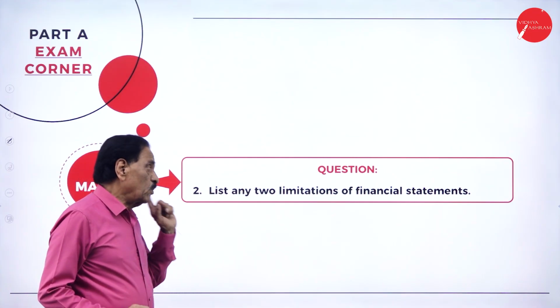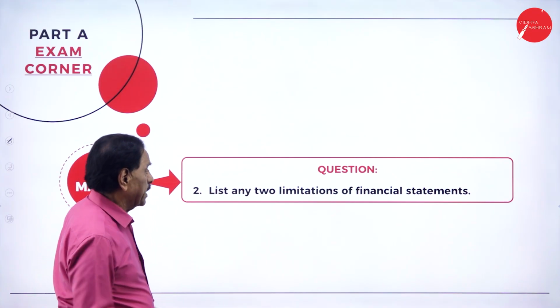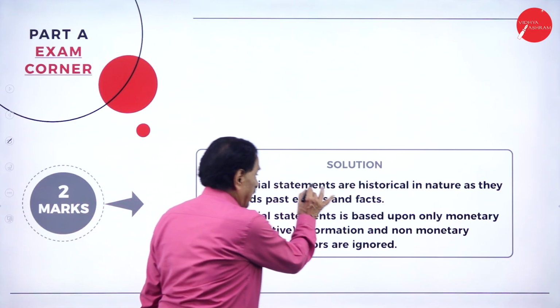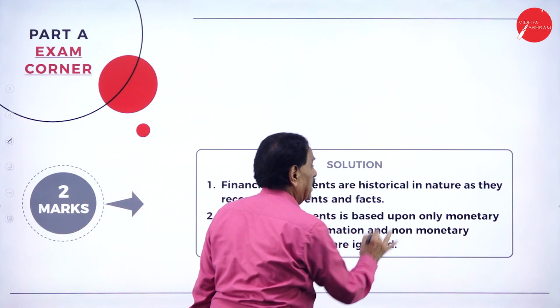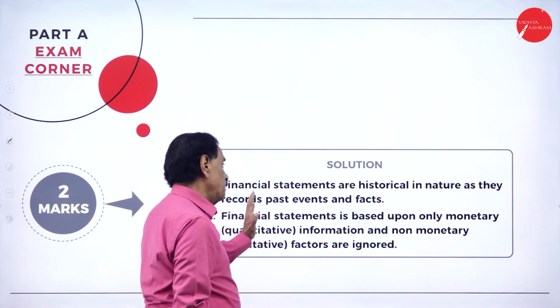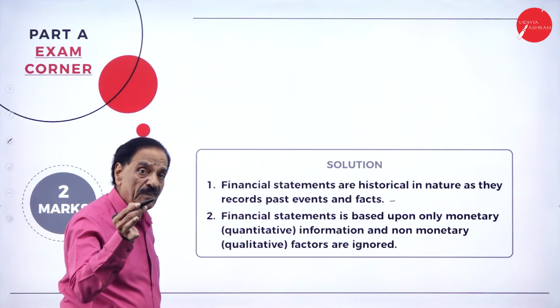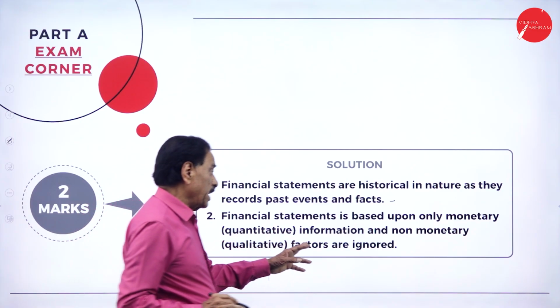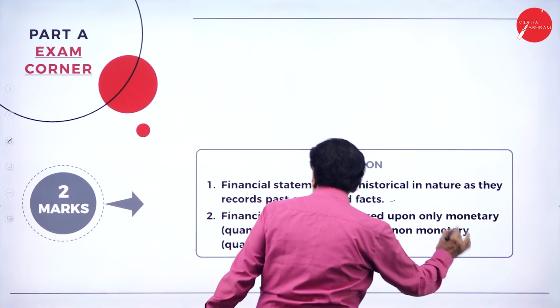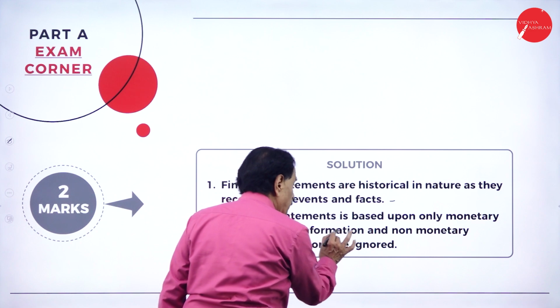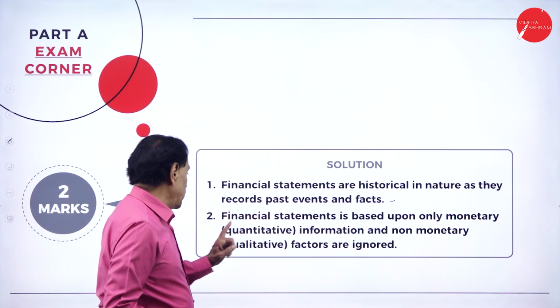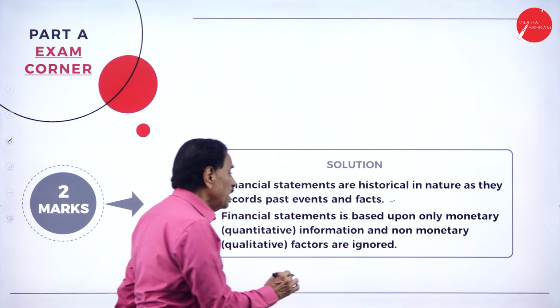List any 2 limitations of financial statements. Number 1, financial statements are historical in nature as they record past events and facts, only past events and facts. Number 2, financial statements are based on only monetary quantitative information and non-monetary qualitative factors are ignored.